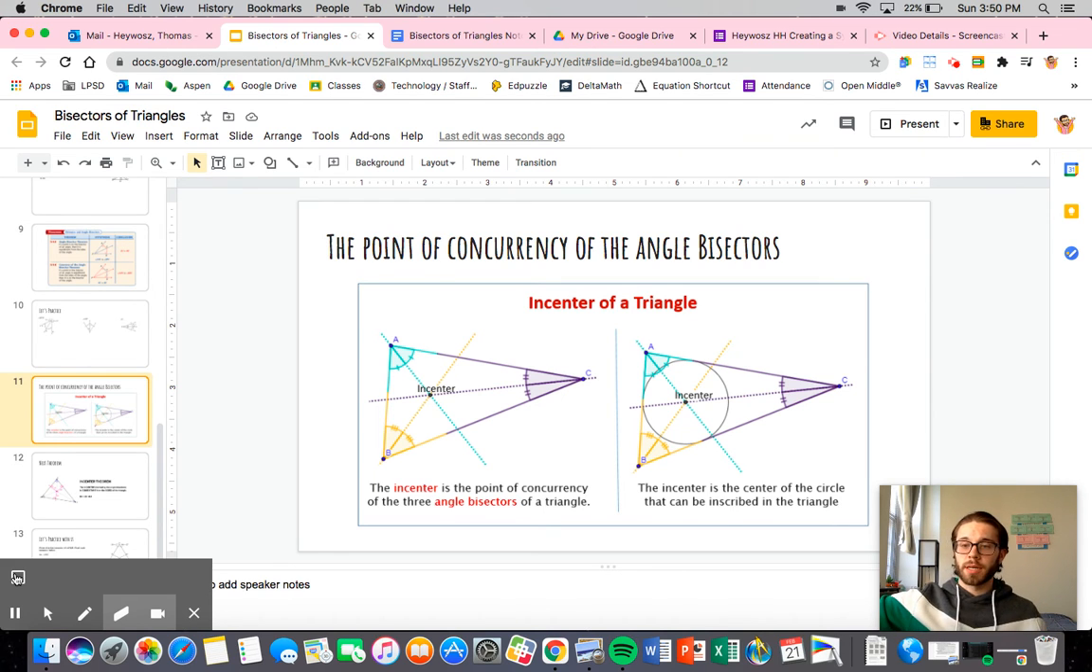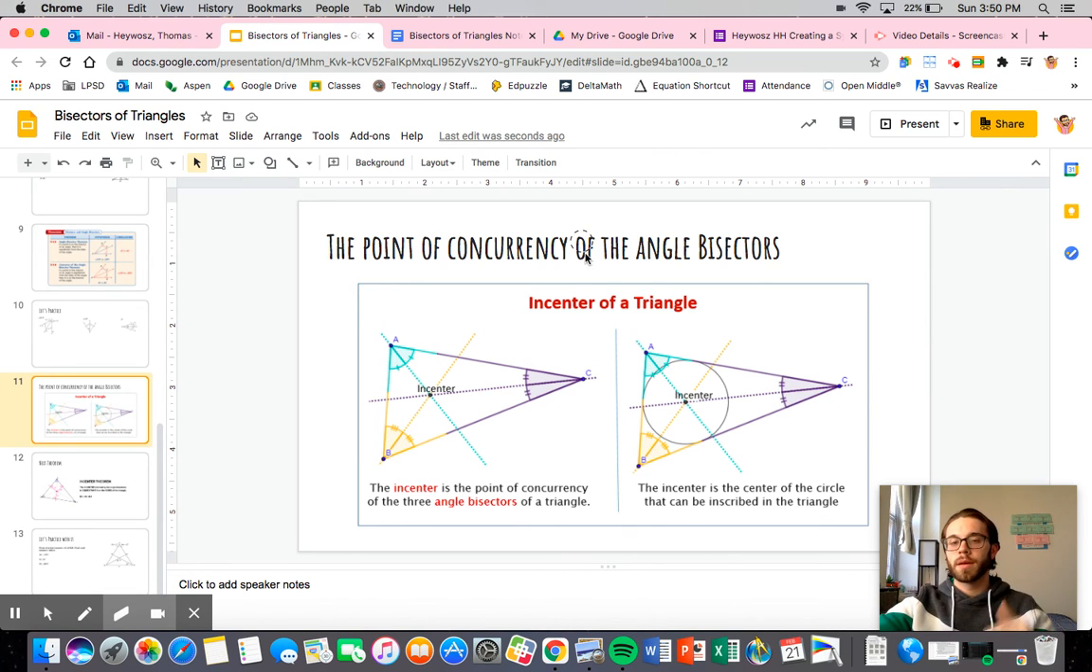The circumcenter was the center of the circle that circumscribed, right? The perpendicular bisectors got you the circumcenter, which circumscribed the circle. Now we have the InCenter from the angle bisectors, and that is inscribing. So it is the largest circle that you can put on the inside of the triangle, right? That's going to be the largest one that you're going to get. It's going to touch each of these sides.